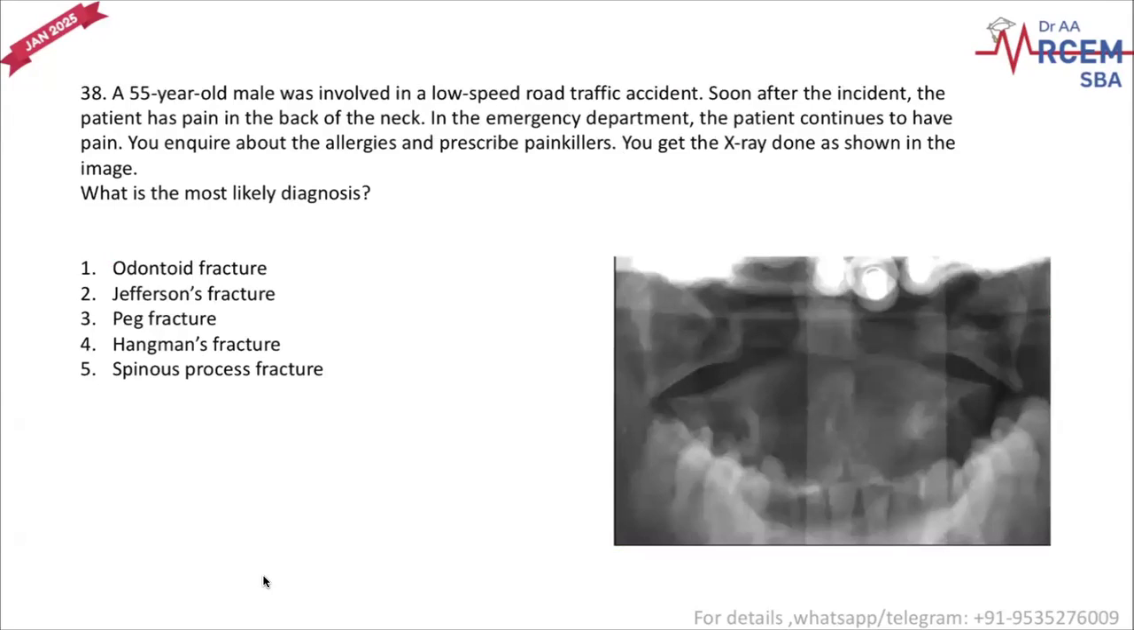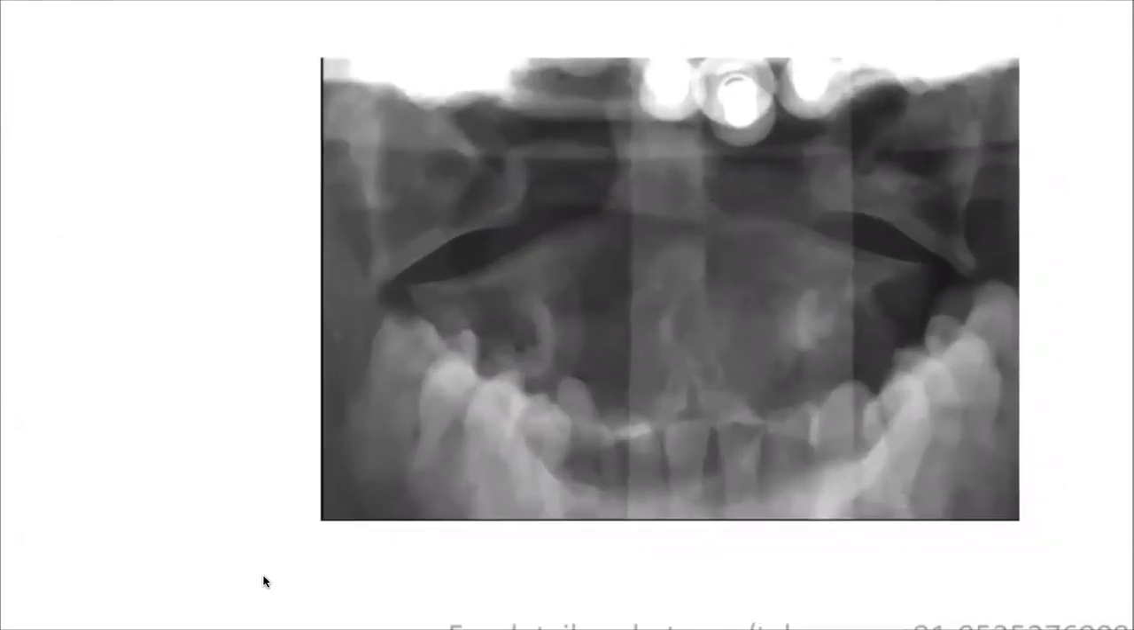So X-ray is given. They're asking about the diagnosis. Whenever they give this kind of X-ray, either C1 fracture will be there or it will be a peg fracture. Peg fracture seems to be fine here. This is not a fracture line. This is an artifact which extends from here. That's why that is not a fracture.